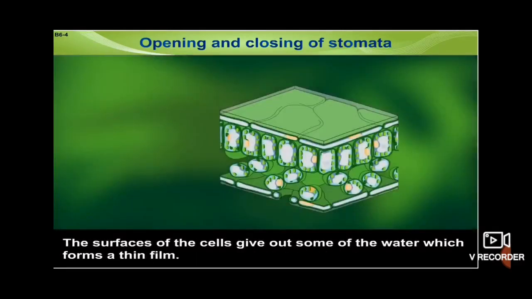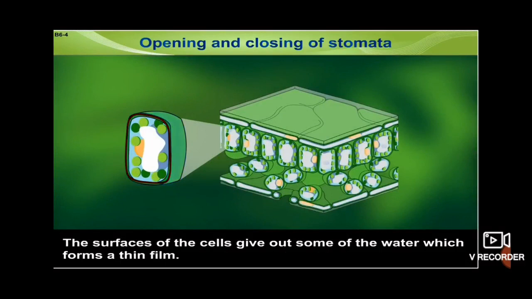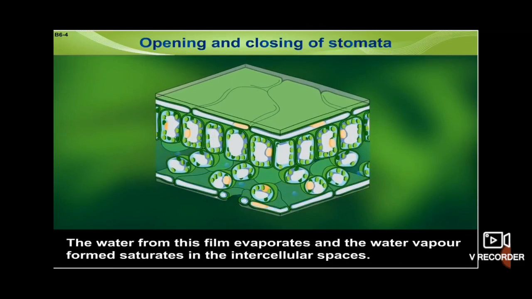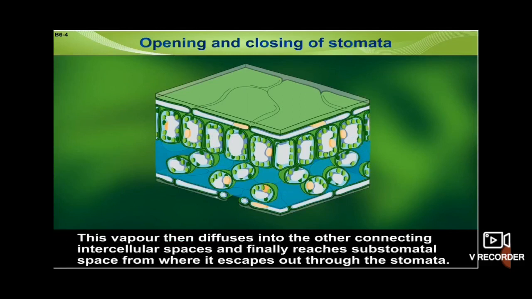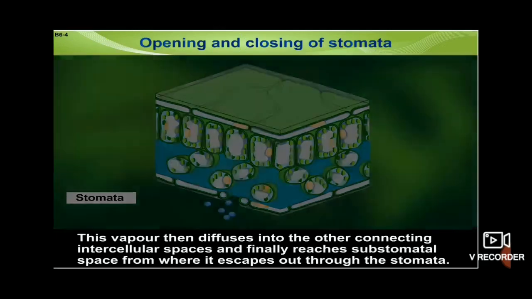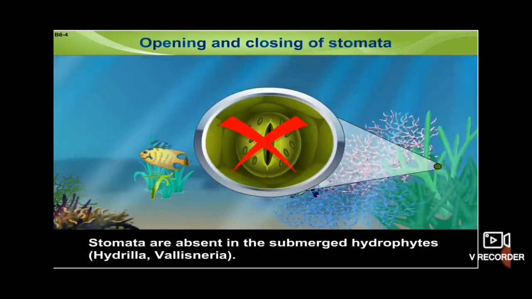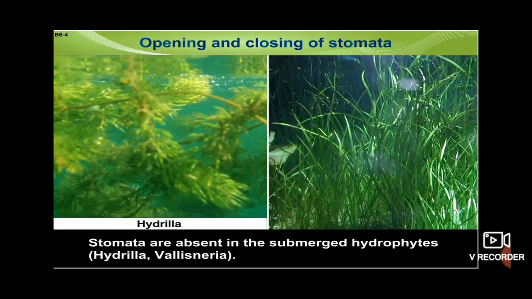The surfaces of the cells give out some of the water, which forms a thin film. The water from this film evaporates, and the water vapor formed saturates the intercellular spaces. This vapor then diffuses into the other connecting intercellular spaces and finally reaches the substomatal space, from where it escapes out through the stomata. Stomata are absent in the submerged hydrophytes, that is, Hydrilla and Vallisneria.